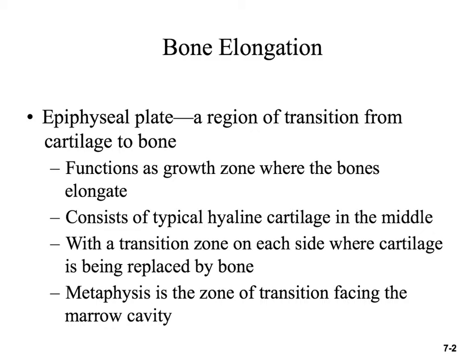All right, so to talk about bone elongation and bone growth, we want to do a little bit of a review of the epiphyseal plate. You guys know that the epiphyseal plate is also known as the growth plate, and that is the region of transition from cartilage to bone. So it's the region where chondrocytes, chondro refers to cartilage, change into your osteocytes, right? So osteo refers to bone. It functions as a growth zone where the bones will elongate.